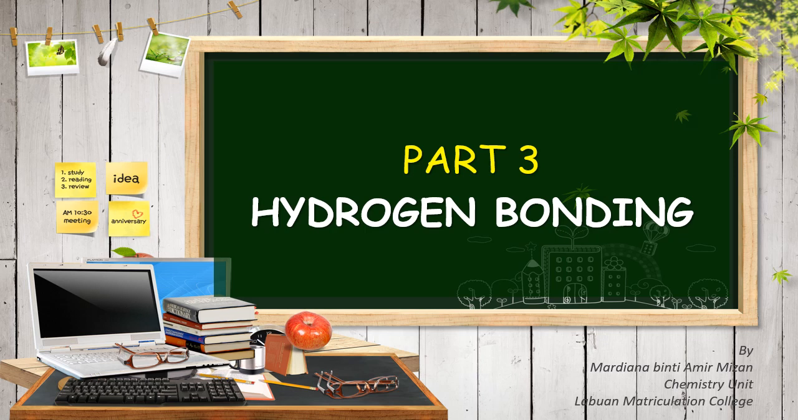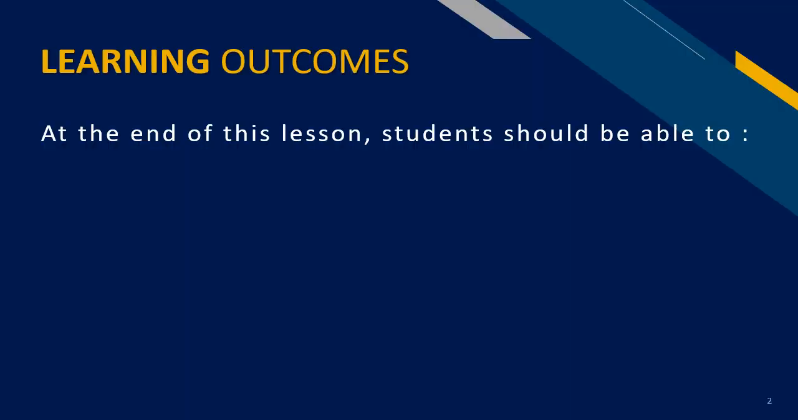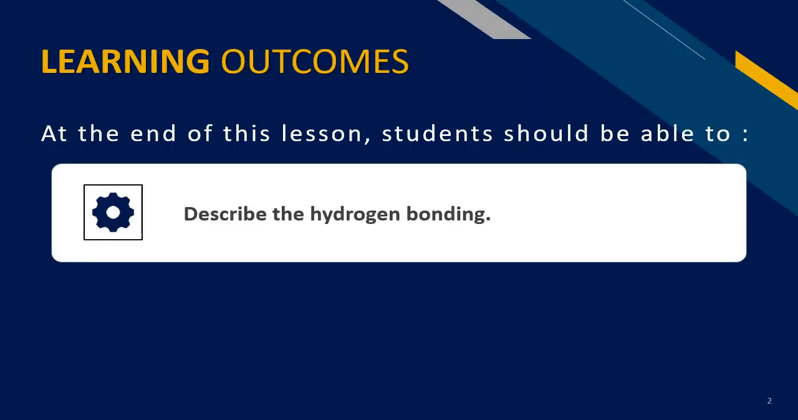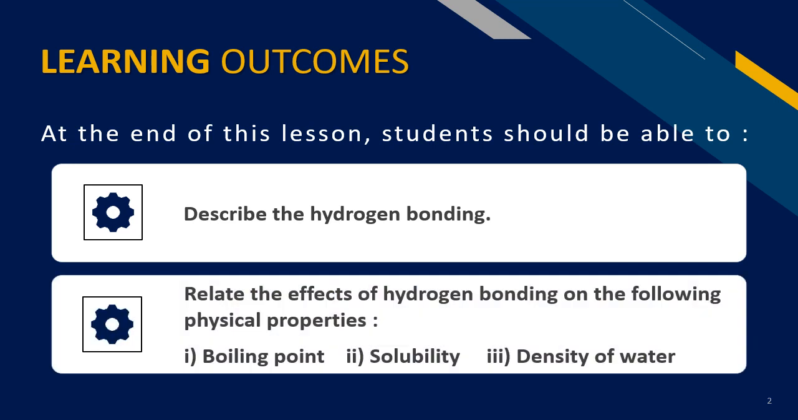Hi, now we are going to learn about hydrogen bonding. At the end of this lesson, students should be able to describe hydrogen bonding, then relate the effect of hydrogen bonding on the following physical properties, which are the boiling points, the solubility, and the density of water.